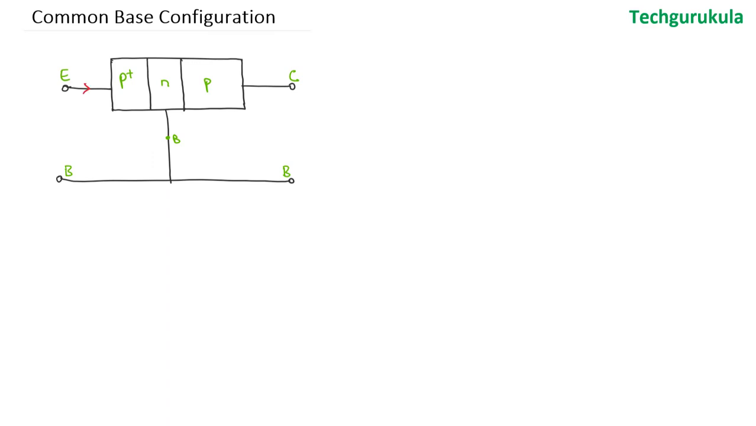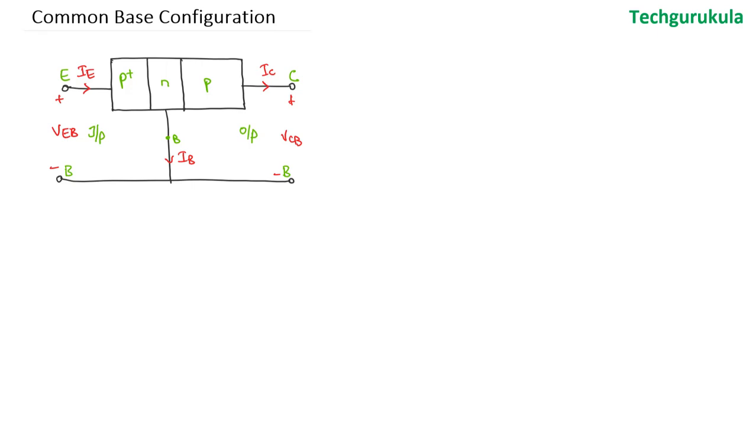Now, showing the current directions here, the emitter current is in this direction, the collector current is here, and the base current is in this direction. And the reference voltages are VEB and VCB at the output side. We call this side the input side and this side the output side. And if you observe, the base is common between the input side and the output side. Hence, we call this common base configuration.